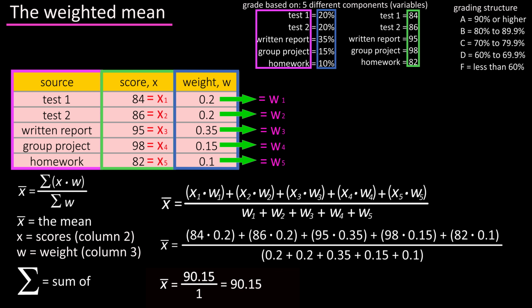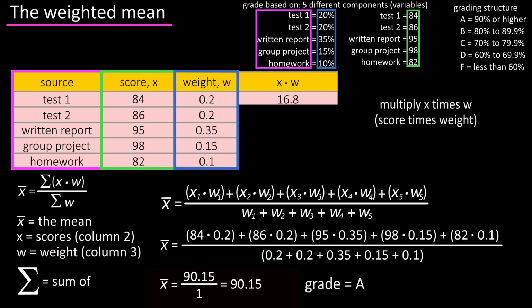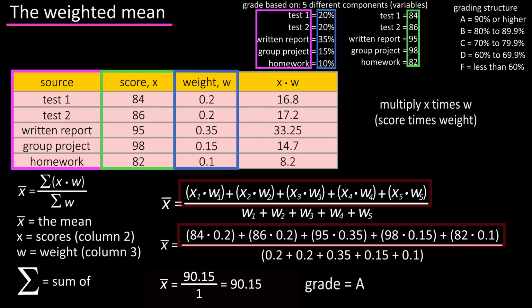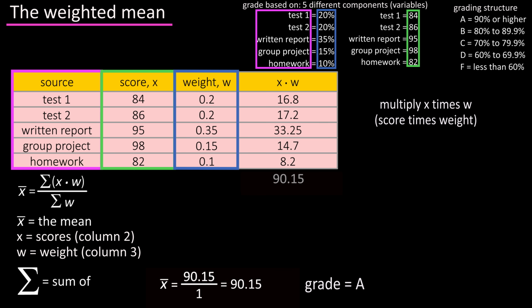There's actually a quicker way to find the mean. We can create a column 4 and label it x times w. We can fill in the column by multiplying each row of x times w, which is what we did in our long equation down here. Once the x times w column is complete, we can add it up, which equals 90.15, and divide it by the weighted column 3, which is 1. So our mean is 90.15. Same result as using the longer equation method.